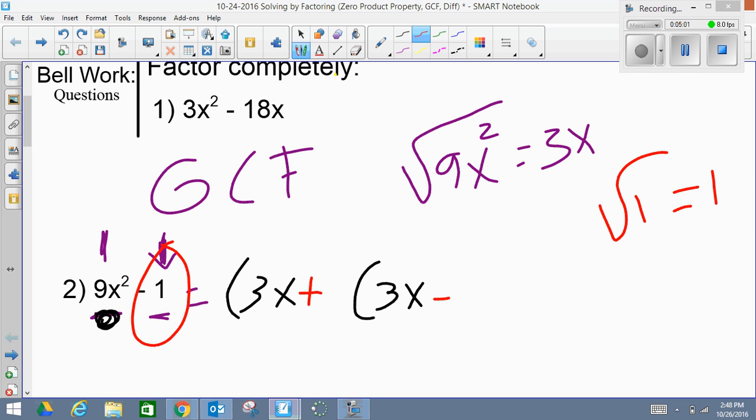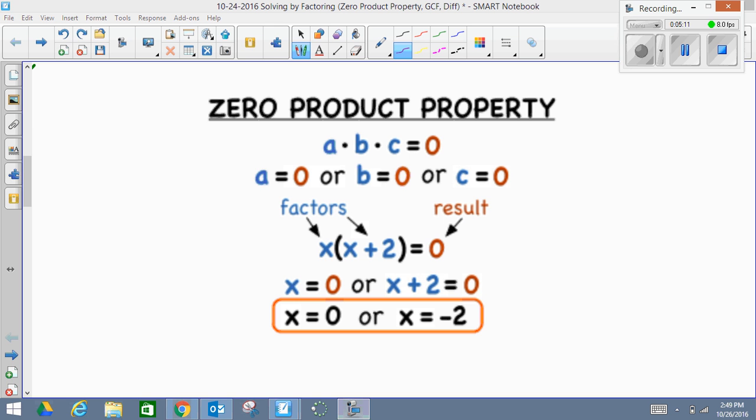which is 1. And that goes at the end of each binomial. And you're pretty much done with that. And that's how you factor difference of squares. Now, the whole idea with today's lesson is to introduce what is called the zero product property.